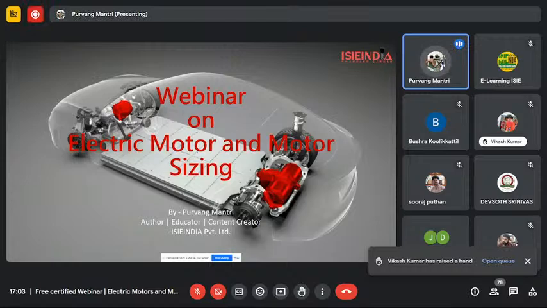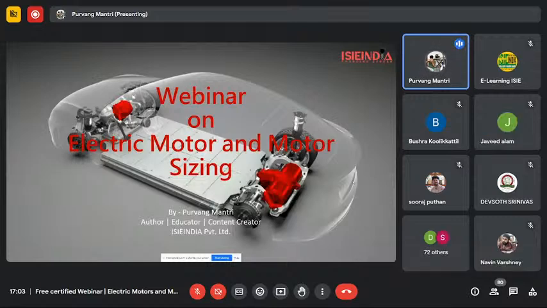Okay, so in today's webinar, we are going to talk about electric motors, and we will look into different types of electric motors that are available in the market and that we prefer to use in our electric vehicles. Simultaneously, we will look into how to size a motor. That means how to select a motor for whatever kind of vehicle that you are designing or developing.